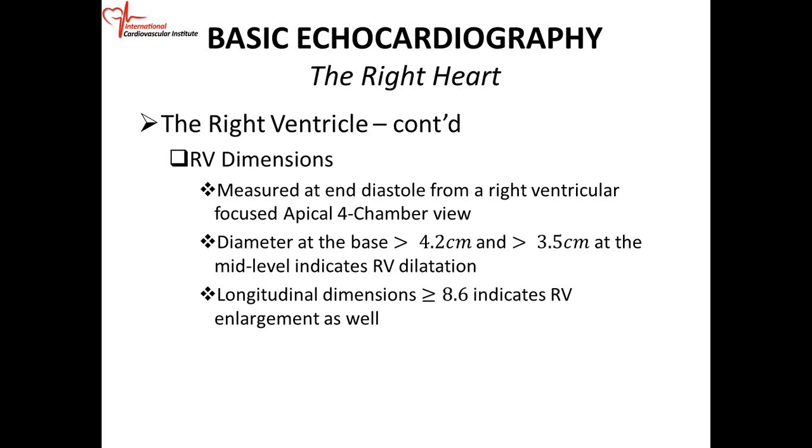If the measurement at the base, from the lateral annulus to the medial annulus, is more than 4.2 centimeters, it's dilated. At the mid-level, if that's more than 3.5 centimeters, then you'll have what we call right ventricular dilatation, or the RV is enlarged. The longitudinal dimension, from the apex down to the base, if it's greater than 8.6 centimeters, then you have RV enlargement as well, or dilatation.